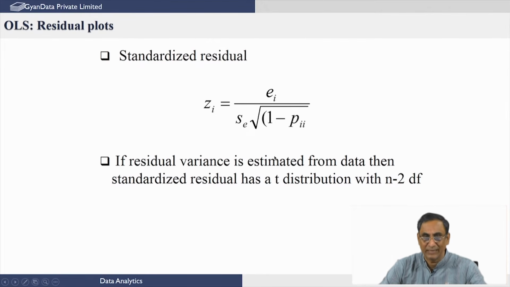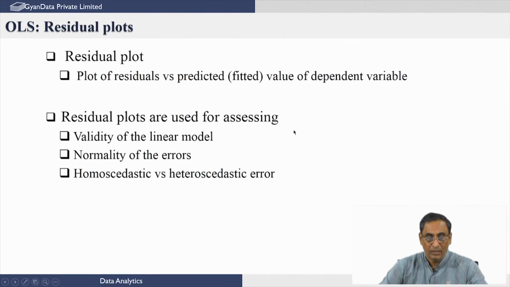To identify outliers and also test whether the variances in the different measurements are identical or not, we will plot what we call residual plots. We will plot the residuals with respect to the predicted or fitted value of the dependent variable. Remember, there is only one dependent variable. Even if there are multiple independent variables, we have only one dependent variable.